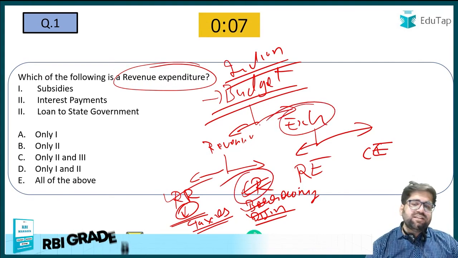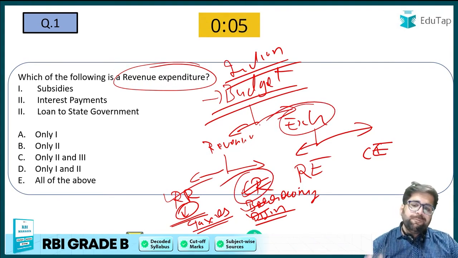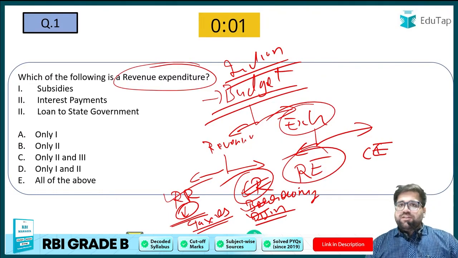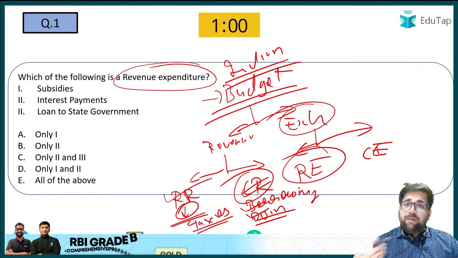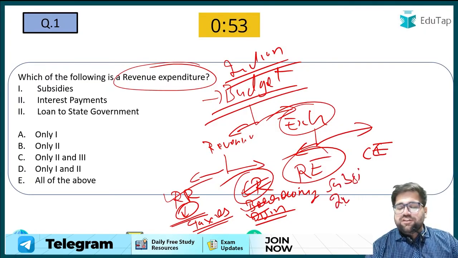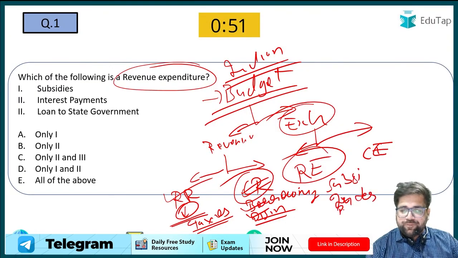Then comes the expenditure side. On the expenditure side, the same theorem will apply. Revenue expenditure is the expenditure which happens on a regular scale, like subsidies, or I would say not investment, sorry, interest payment. So these are different types of revenue expenditure.